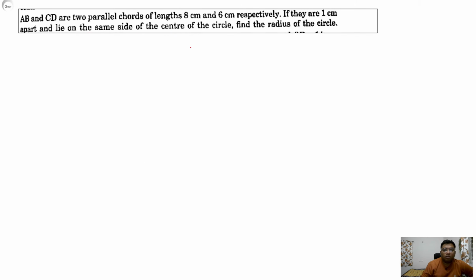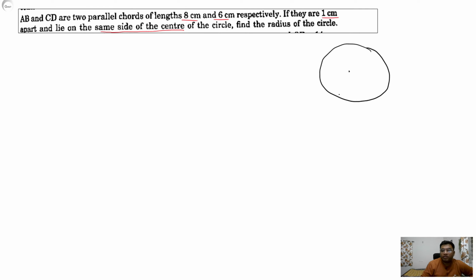So we have a question where it says AB and CD are two parallel chords of 8 and 6 centimeter respectively. So 8 and 6. If they are 1 centimeter apart and lie on the same side of the center, or lie on the different side or opposite side of the center. So this is very important information, guys. I'll show you with the diagram what it means.